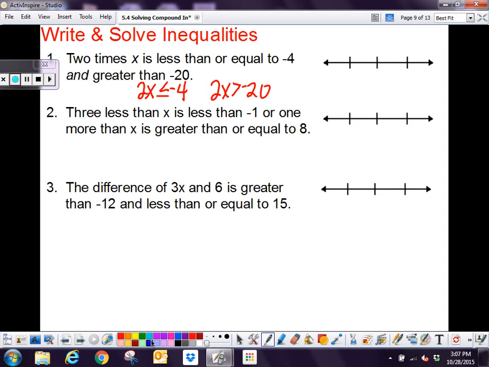Now we cannot graph these yet because x isn't by itself. So I'm going to divide by 2, and I will get x is less than or equal to negative 2. And then I'll divide by 2 on this other inequality, and I'll get x is greater than negative 10.